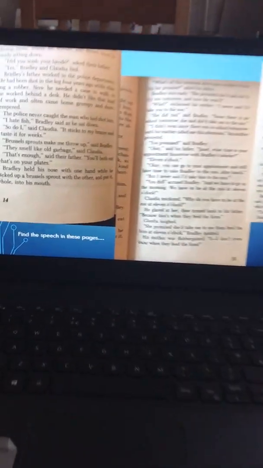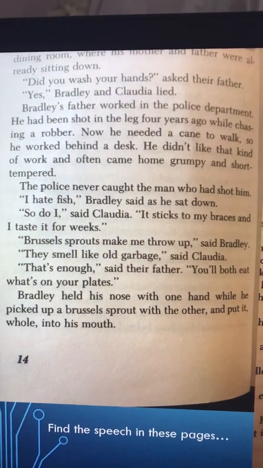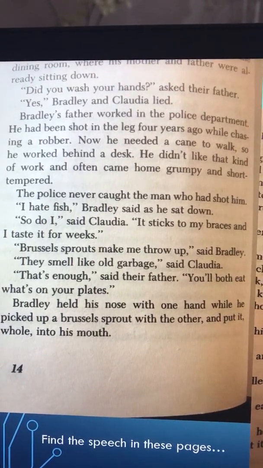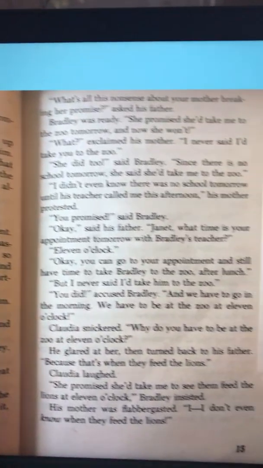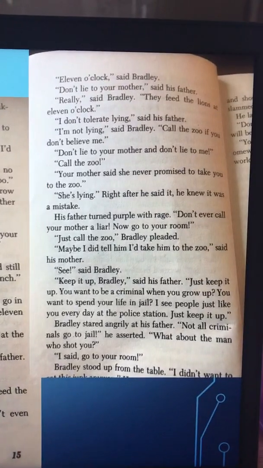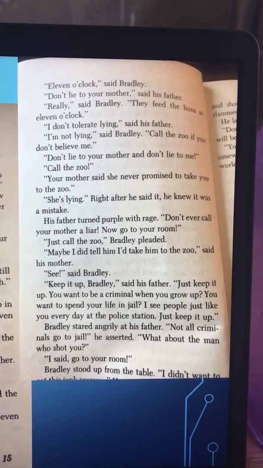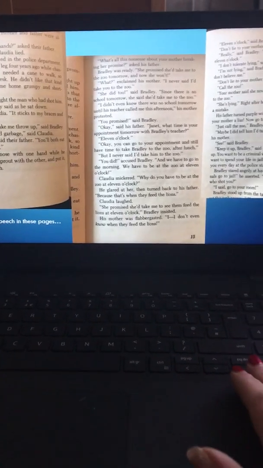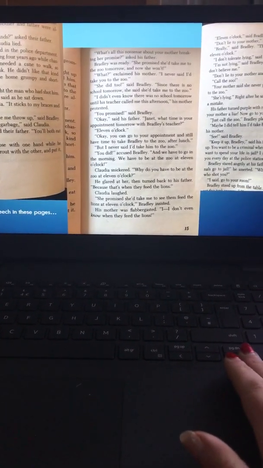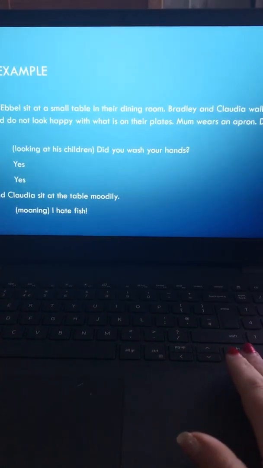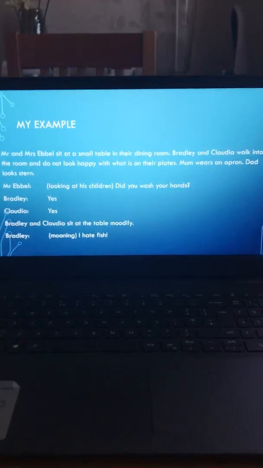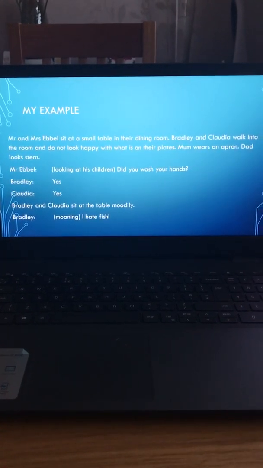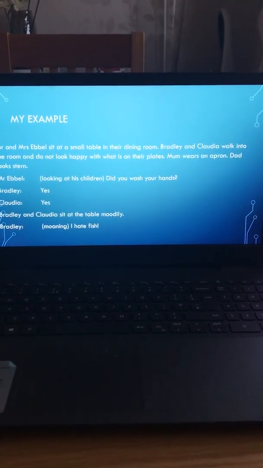So I've put on here the 3 pages that you're going to be concentrating on. So page 14, I think you can just start from "Did you wash your hands?" asked their father. And then if you carry on with your speech all the way through to the end, where his dad says "Go to your room," and shouts to him and tells him he has to go to his room because he's called his mother a liar. It's the conversation, if you remember, that they are having at the dining table about Bradley's mum not going to parents' evening. So I've done an example here of a Playscript. If you want to pause the video and have a read of that, that would be good.